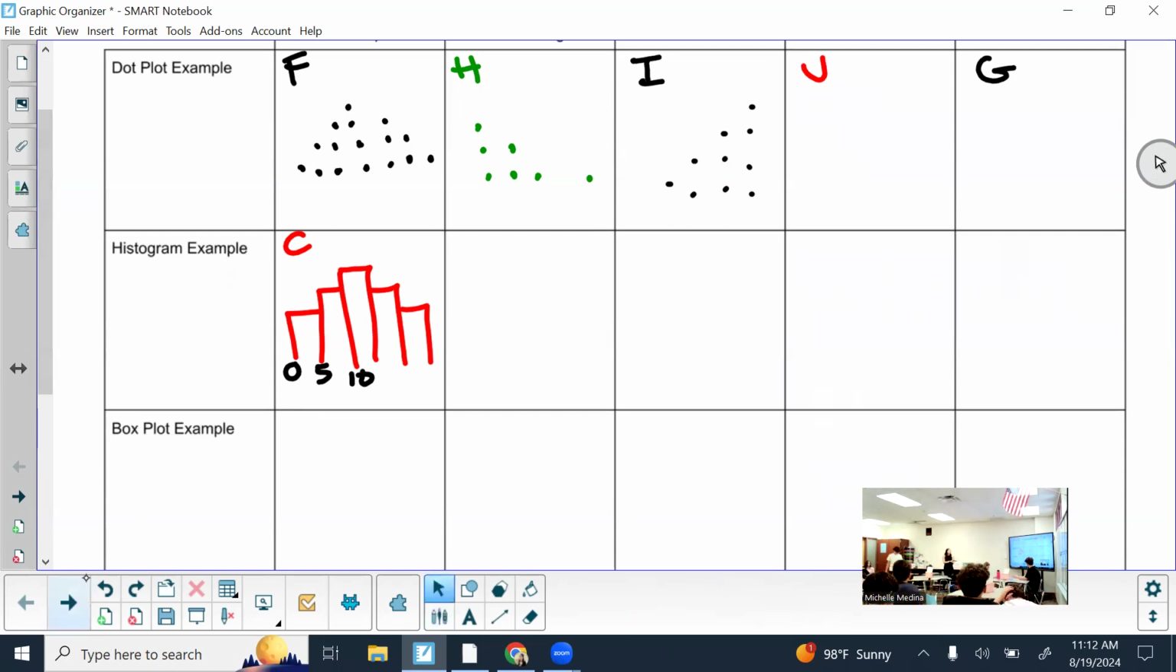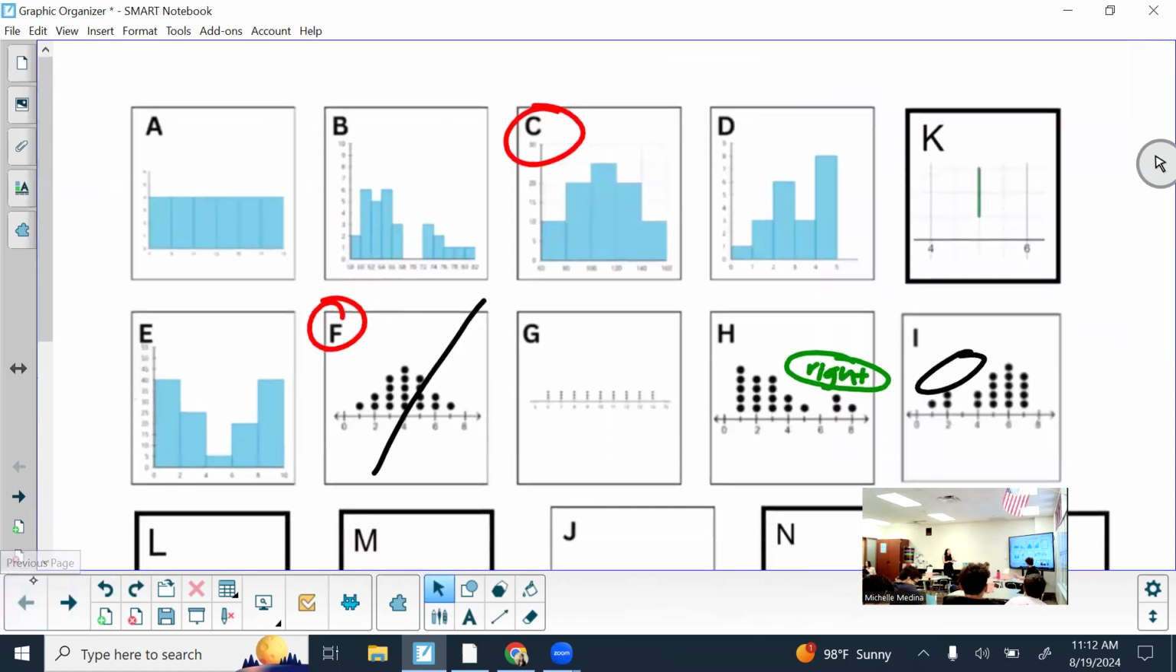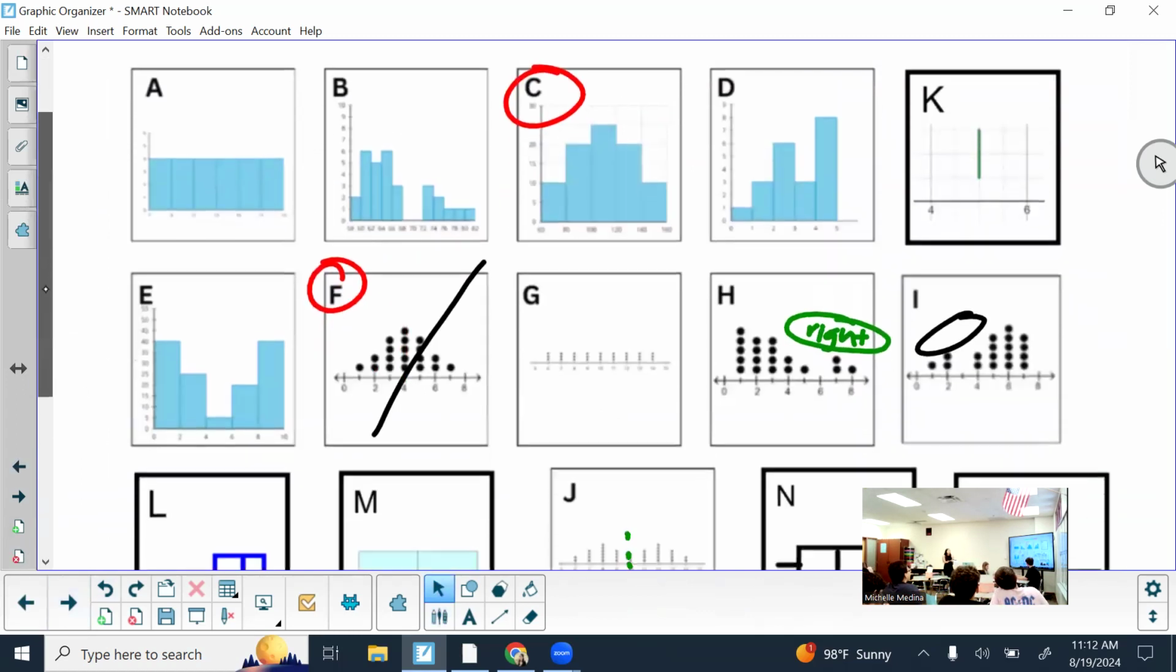Okay. So then, Wade, which histogram would be our skewed right is next? Which ones are skewed right histogram?